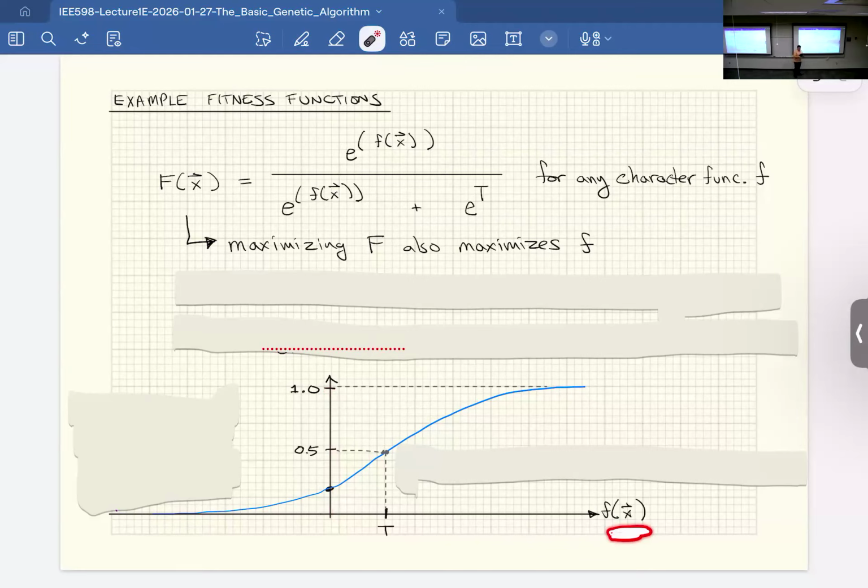The way this works is that if the character goes to positive infinity, so if little f of x goes to positive infinity, then big F of x, the fitness function, will go to 1. If little f of x goes to negative infinity, then big F of x will go to 0. So it's your standard S-shaped sigmoidal function, which has a bunch of nice features. For one, maximizing fitness also maximizes little f, which is fine.